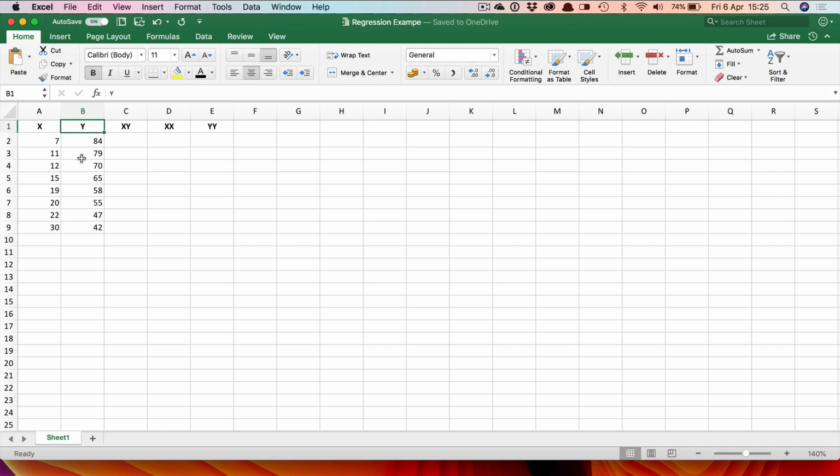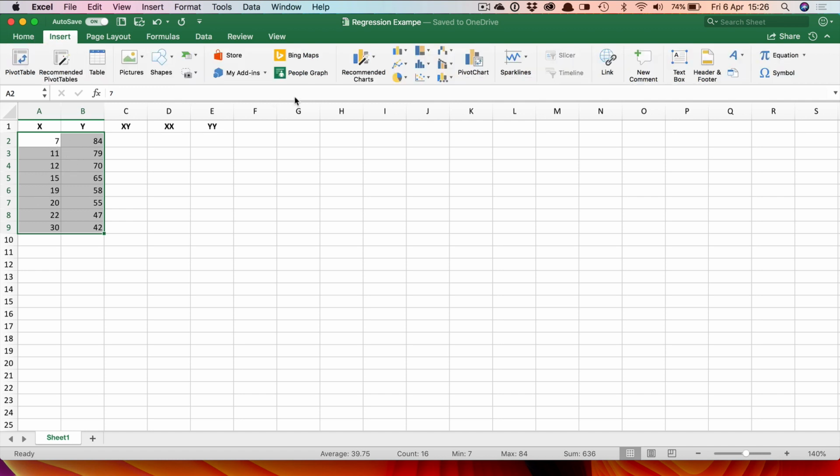So let me first of all draw the scatter graph of these points, so highlighting them. Now you must make sure that the X variable is on the left and the Y is on the right when you draw the scatter graph in Excel, so it plots the variables on the correct axes. X of course goes on the horizontal and Y on the vertical.